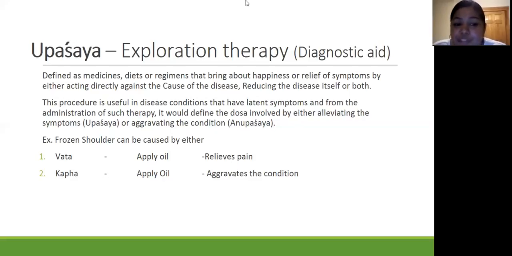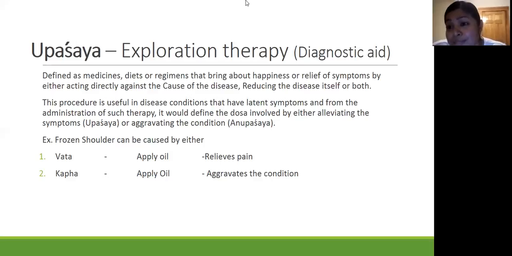So this procedure is useful in disease conditions that have latent symptoms. If the symptoms are vague, they're not very clear, then sometimes we don't know for sure if it is a Vata type, or if it's a Kapha type, or if you have Vata Kapha, which one is more? So if you have both Vata and Kapha involved, right? Both of them are cold. The one quality that they both have in common is this cold quality.